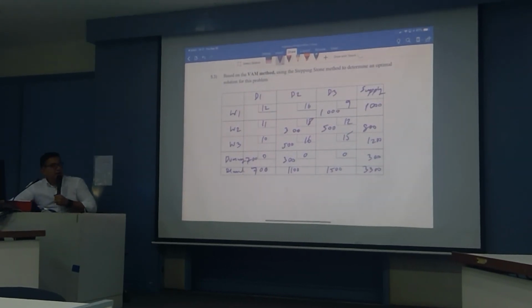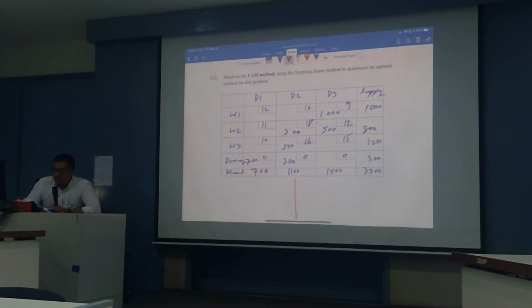This is the result from WAM. So it means that we need to calculate the improvement index, right, from each empty cell. So we're going to find the improvement from cell 1-1, cell 1-2, cell 2-1, cell 3-1, cell 3-3 and cell 4-3.